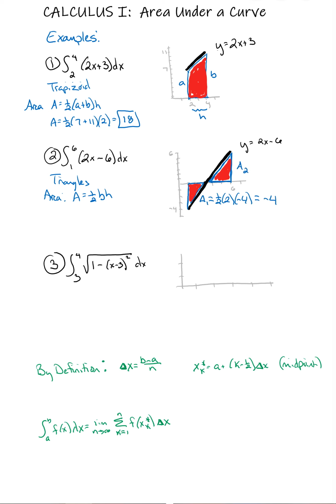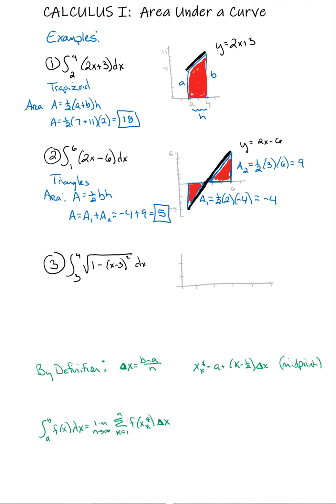Triangle 2 is the one on the right. Its area also 1/2 base times height. The base here looks like it is 1, 2, 3 units over, and then its height is 6. So this area we end up getting 9. So the area of this entire region in this situation is area 1 plus area 2, -4 plus 9, which gives us 5.